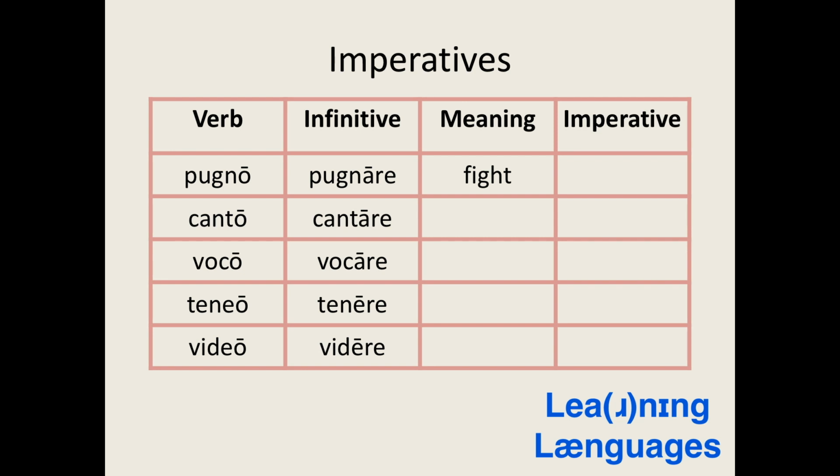Here are 5 Latin verbs. The first column is a list of the first person singular present tense forms, and the second column lists their respective present infinitives. We have pugno, canto, voco, teneo, and video. The translation of each of the verbs goes in the third column. I've started filling out the meanings. Pugno means I fight. Pause the video and see if you can complete the third column of verb meanings.